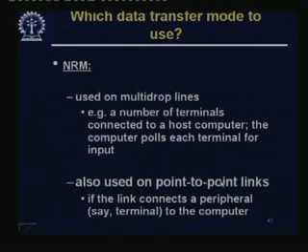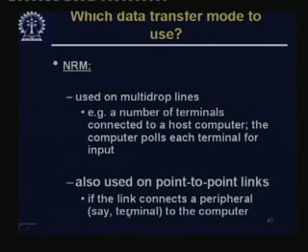Sorry, the NRM is used on multi-drop lines. For example, a number of terminals connected to a host computer, where the computer polls each terminal for the input, just the example I talked about earlier. So this is used on multi-drop lines. It could also be used on point to point links.